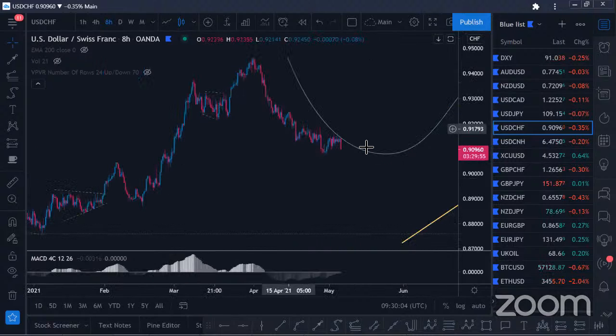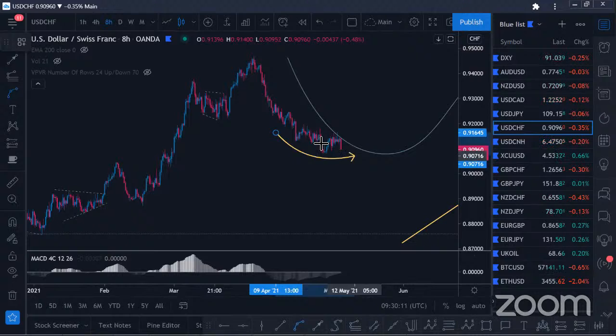Would we like to see further upside in this US dollar Swiss? It's forming a little bit of a rounding bottom, as you can see, but it's going to take some time to play out as well.